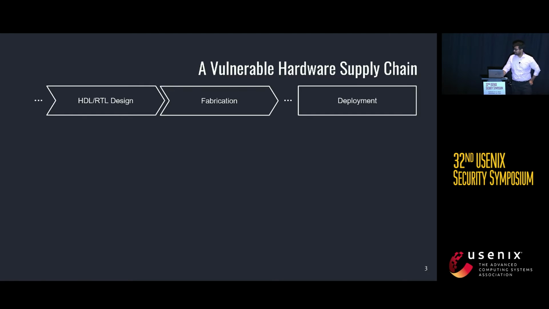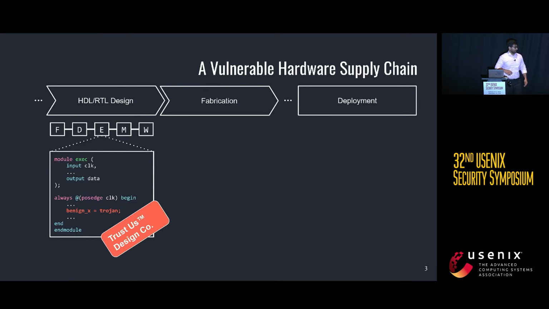So over here, I've depicted a very simplified version of the hardware supply chain, and namely two stages that we'll be talking about relevant to this talk. The first is the HDL or RTL design stage, where designers, either in-house or third parties, would be designing hardware designs in languages like Verilog. And bad actors at this stage could inject Trojans simply as lines of Verilog code and manifest these attacks.